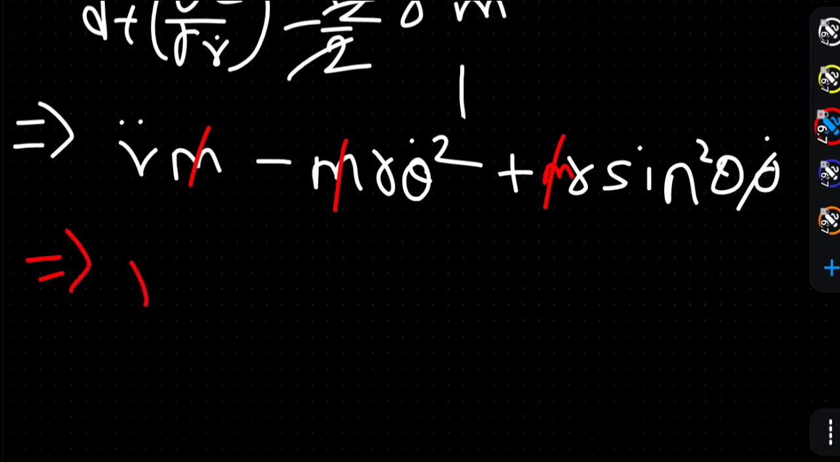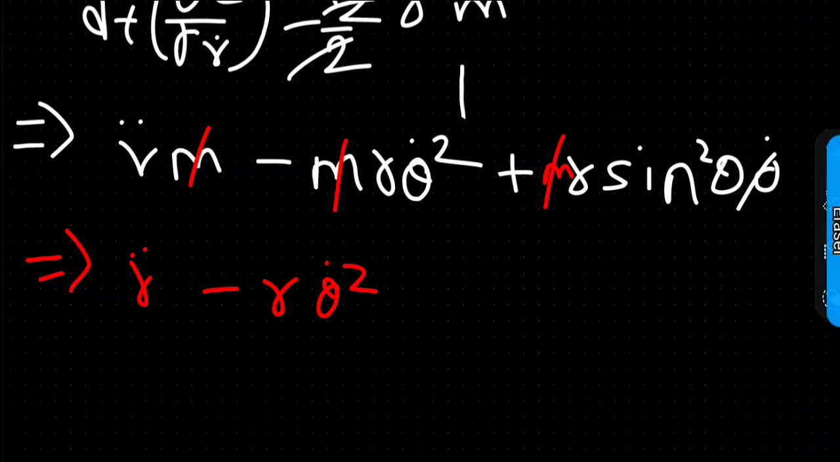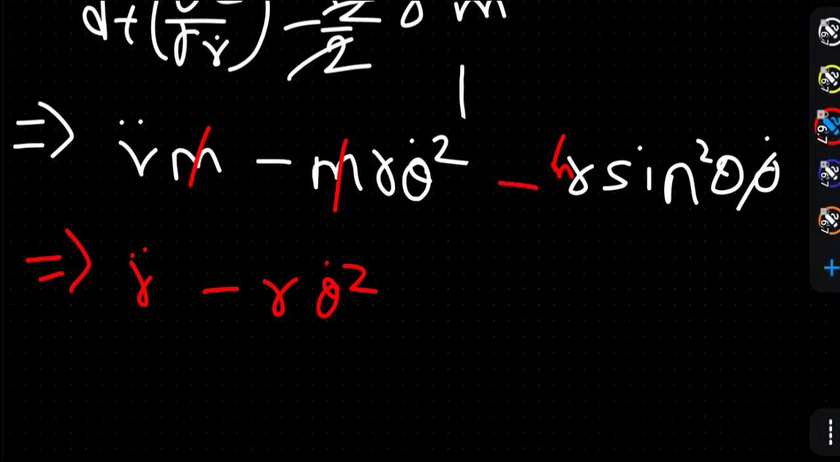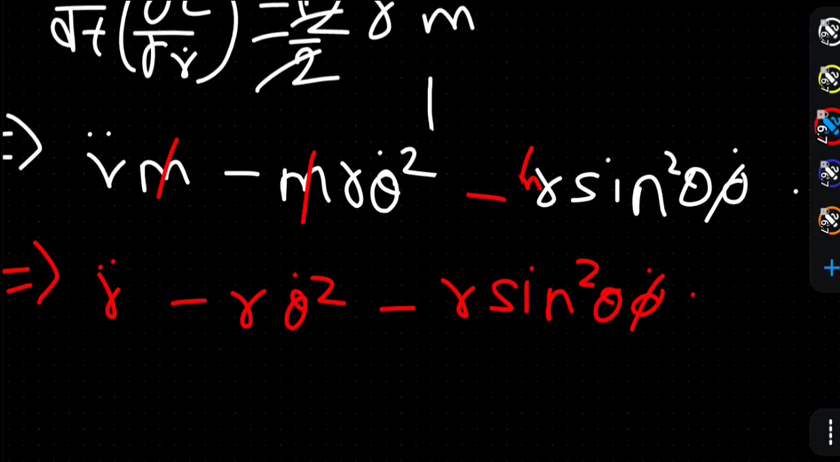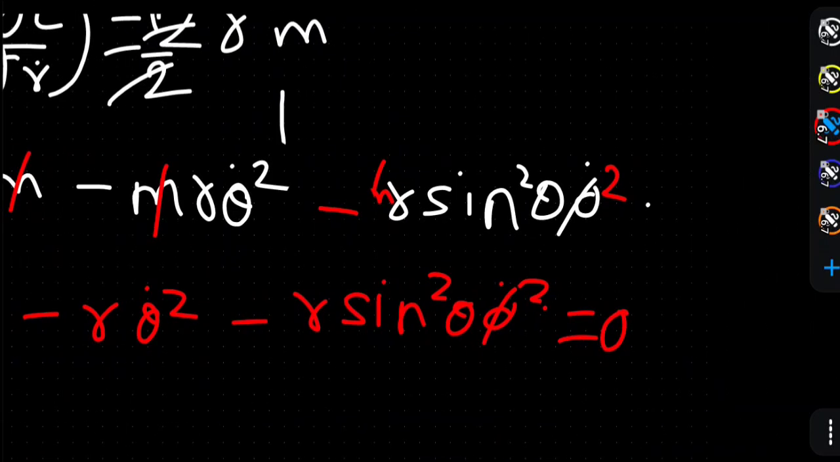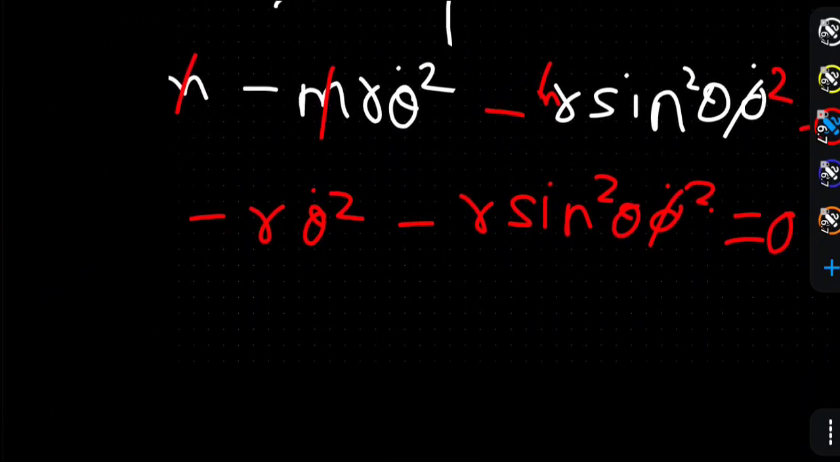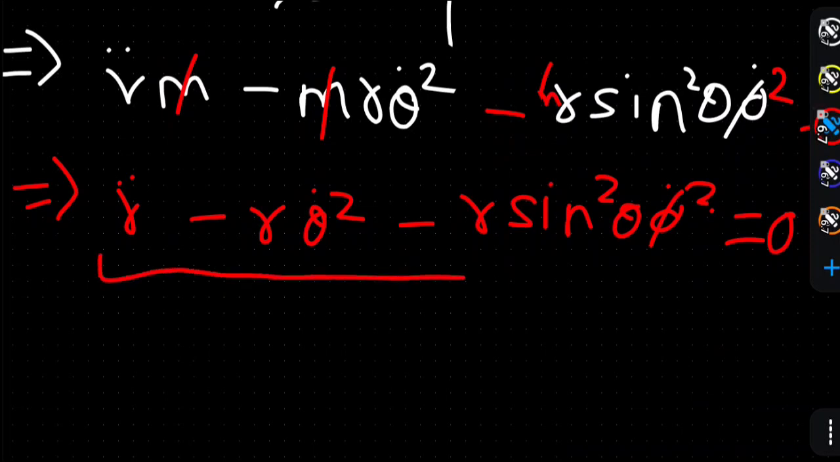So this is equal to r̈ minus r θ̇², and here it should be minus, sorry for this basic mistake, minus, m and m cancel out, r sin²θ φ̇² equals 0. So this is our equation of motion. Yes, this is our equation of motion.